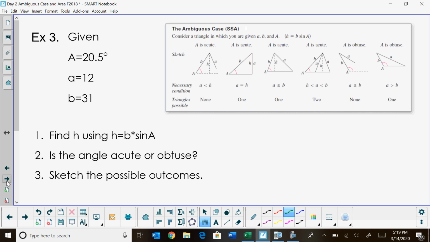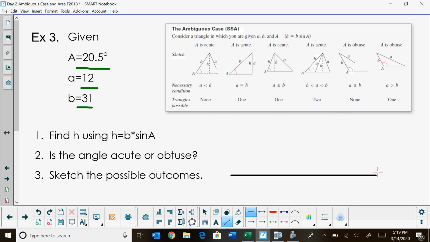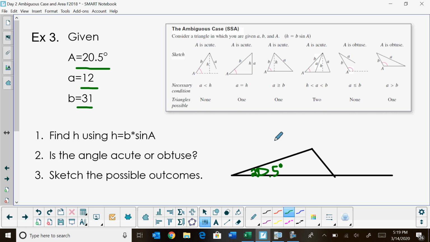Okay, so let's look at the third scenario. We've got angle A at 20.5, side A that's opposite it, that's 12, and side B that's 31. Side B is pretty big this time, so we got to be careful. I'm going to draw this somewhat to scale. So I got a small angle, and then I got side of 31, and then a side of 12. Let's label it. So this angle is 20.5 degrees, and this side is 31. That's B, that's adjacent side B, and then side A is opposite angle A.